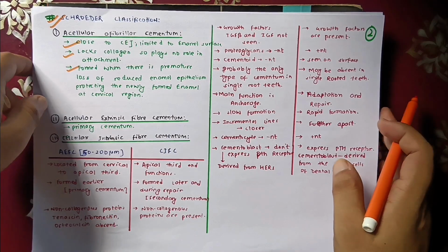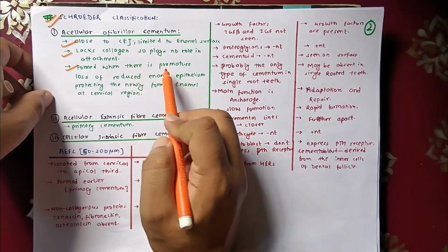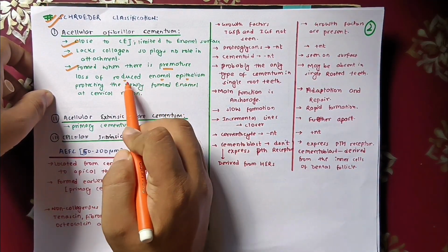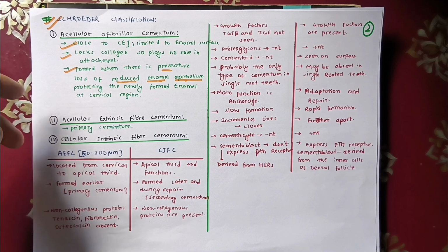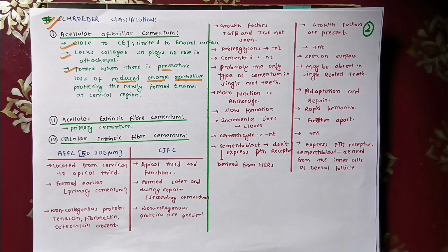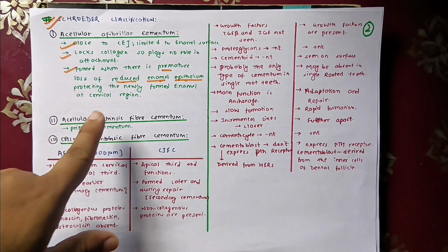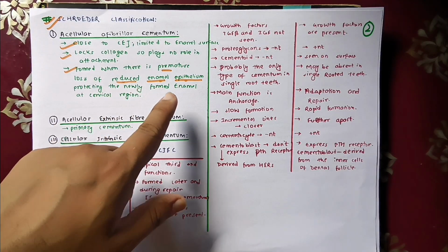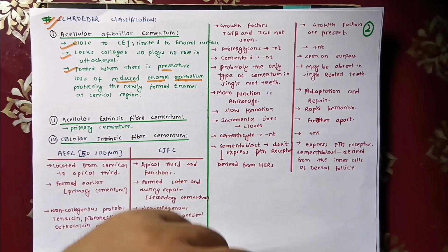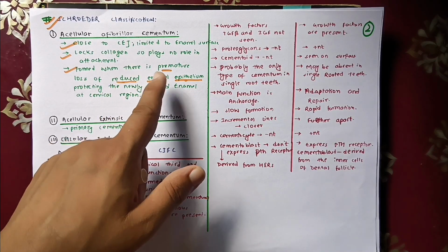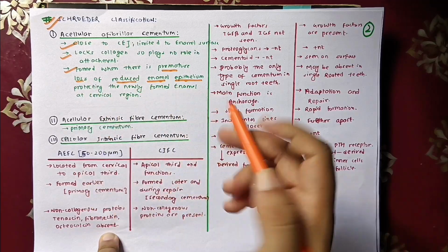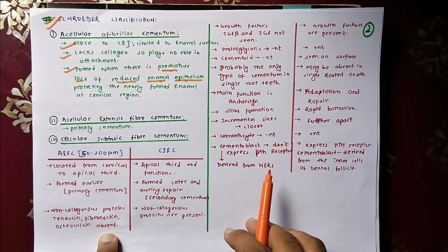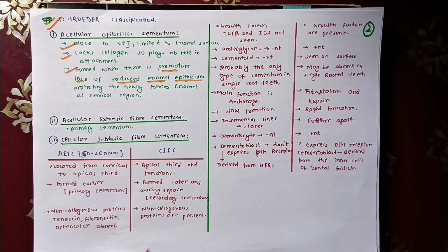Okay, and it is also formed when there is a premature loss of the reduced enamel epithelium. So this is also one of the important things. Okay, so junctional epithelium is there. I will be discussing all those things in the upcoming chapter, oral mucosa, in the amelogenesis. There we will be clear with this reduced enamel epithelium, REE. But for now just remember it is formed due to the premature loss of the reduced enamel epithelium protecting the newly formed enamel at the cervical region.